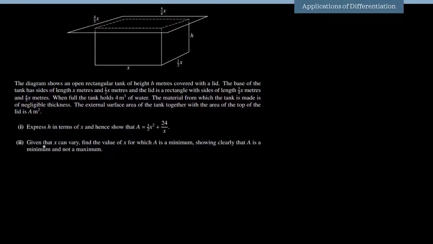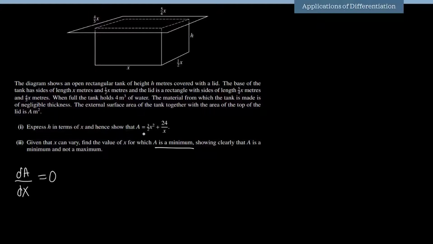For the second part of the question, it is told that given that x can vary, find the value of x for which A is a minimum, showing clearly that A is a minimum, not a maximum. So when it is said that A is a minimum, it means A has a stationary point. And for stationary points, the derivative is equal to 0. Right now the equation is in terms of x. So I'll need to find dA upon dx, differentiate A with respect to x and equate it to 0. Because at the stationary point, dA upon dx is equal to 0.